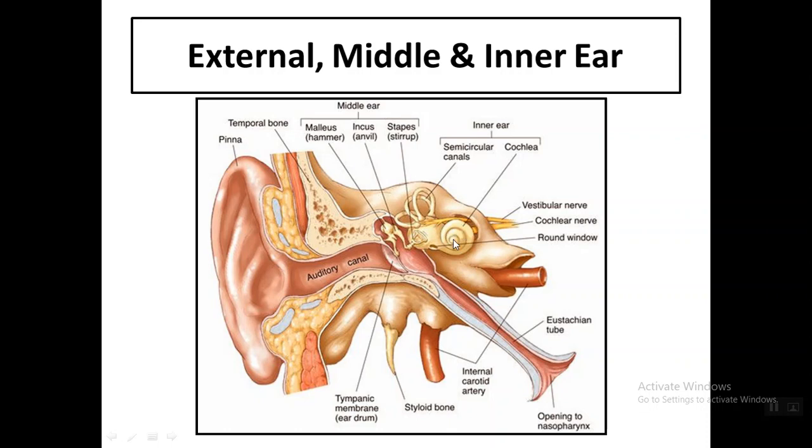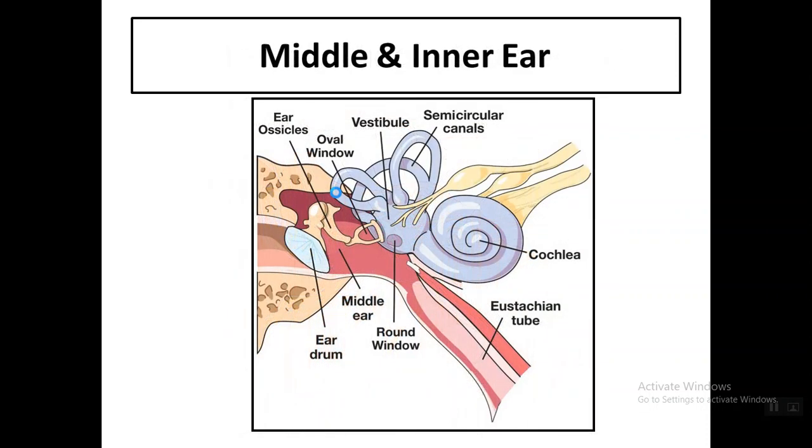The last part of the ear is the inner ear. As we said, it consists of the cochlea, vestibule, and the semicircular canals. It has two openings, the oval window and the round window. The oval window fits the foot plate of the stapes. So these are the parts of the middle ear and the inner ear.